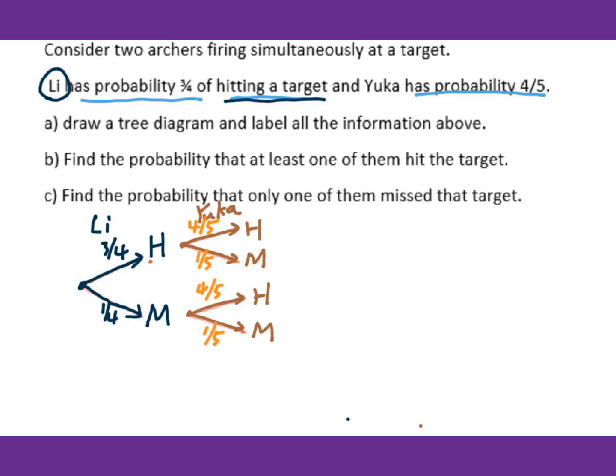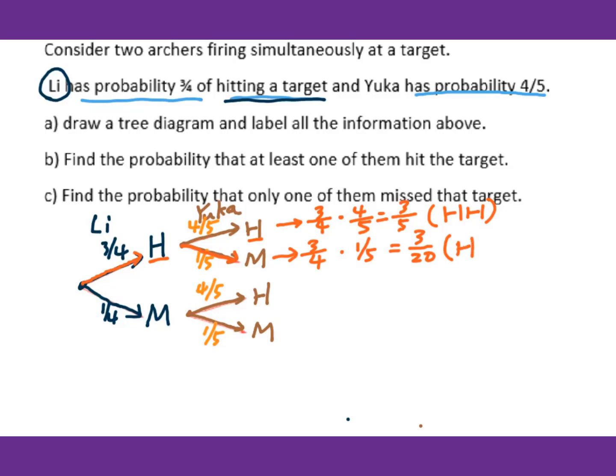But you have Lee hit and Yuka hit the target. We do the probability that's 3/4 times 4/5. That equals 3/5. That means both hit the target. For this line, that means you go to this one and this one. You will have 3/4 times 1/5 equals 3/20. Which means Lee hit the target while Yuka missed the target.